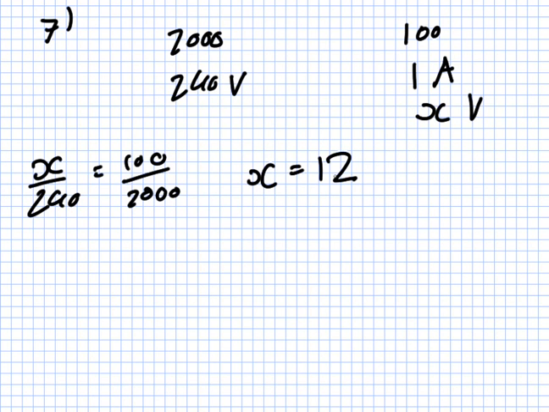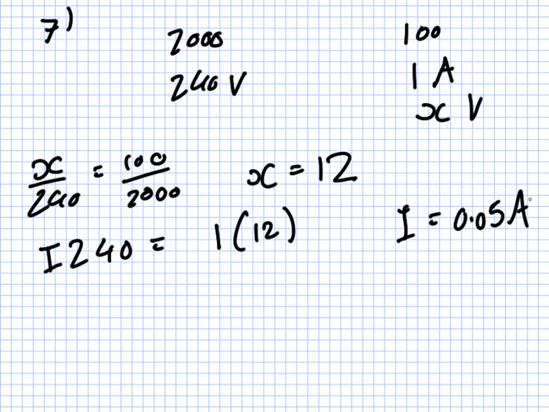Okay. But we don't want this, we want the current. So I can go with Ohm's law? No, I can go with power. So the power in is I times 240 equals the power out, which is 1 times 12. So the I is just 12 over 240. 0.05? Yeah. 0.05 amps. Okay, and what's next?